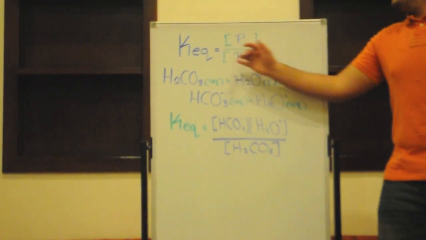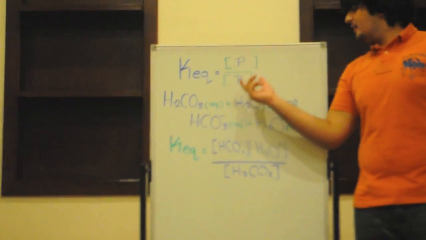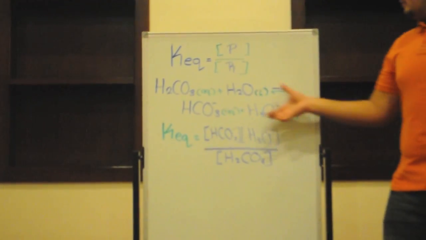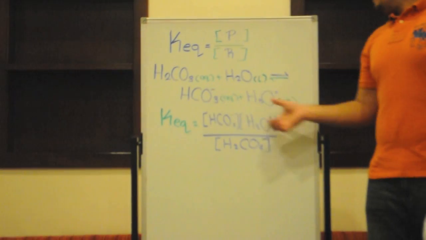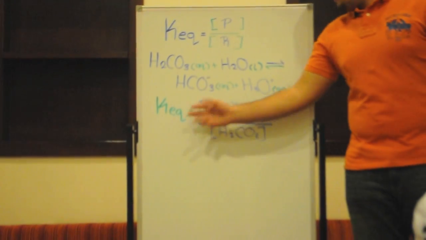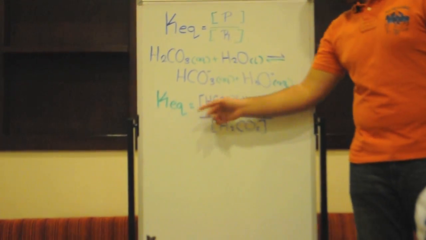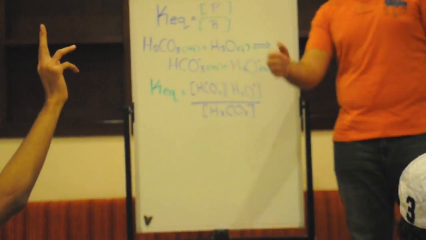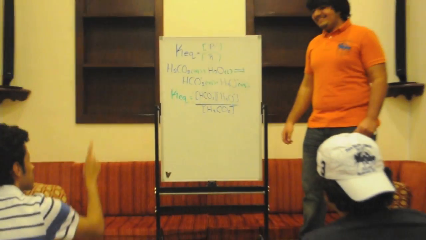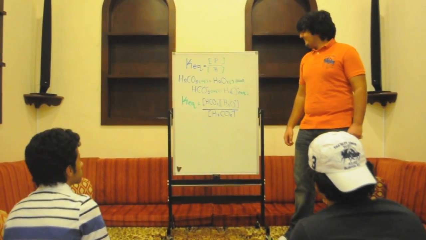As you can see, Keq is products over reactants. Here also I rewrote the chemical equation. I took the products, Keq equals HCO3. Yes, why didn't you include H2O? Why didn't you put it in the denominator?